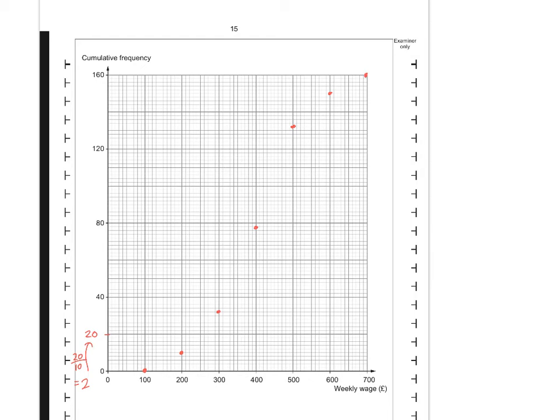I then use a ruler. Some teachers will say to do this freehand, but you could lose a mark if you do your freehand wrong, whereas if you use a ruler, you won't lose any marks at all. I'll literally just do a dot-to-dot drawing. So there to there, to there, to here, and like that. Okay?